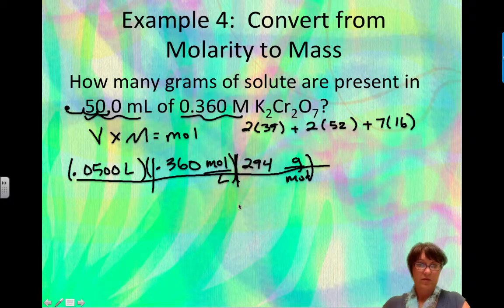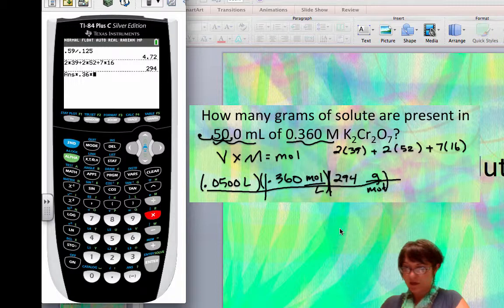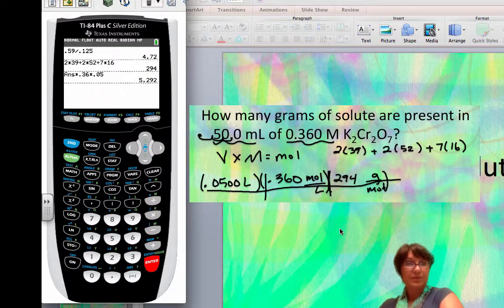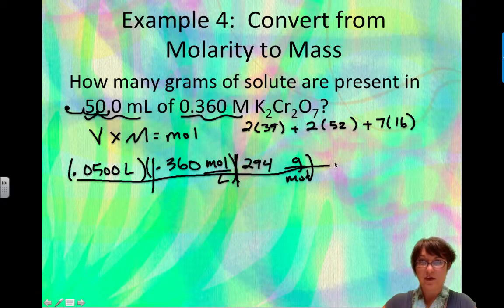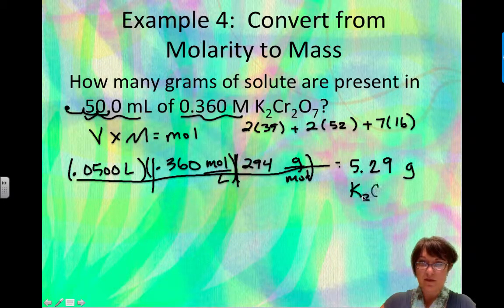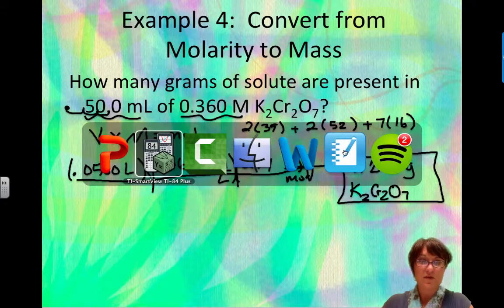Get that calculator back out. So I had 294 times 0.36 times 0.0500, and I get 5.292. How many sig figs do we get to keep? Looks like 3. So 5.29 grams of potassium dichromate, K2Cr2O7. So once you get to moles, you can go anywhere else, from moles to grams or moles to molecules or whatever you need to do.